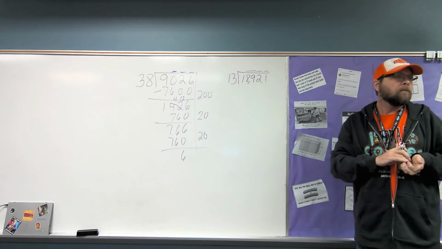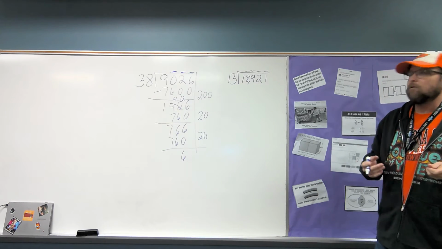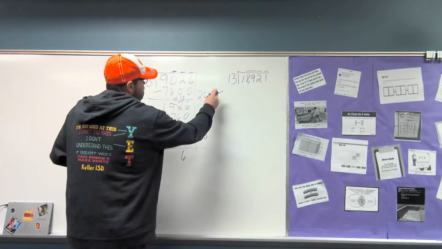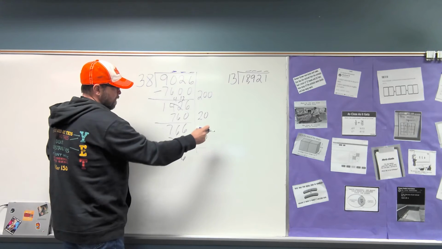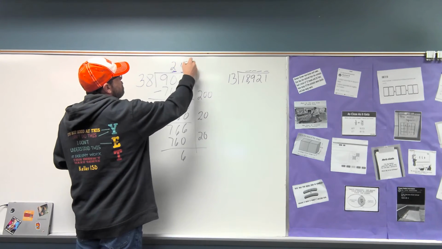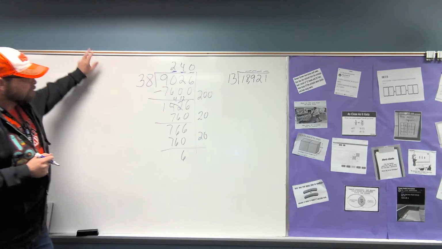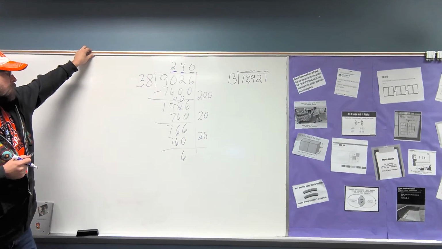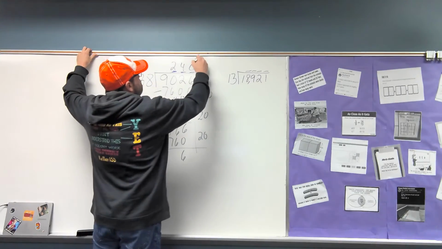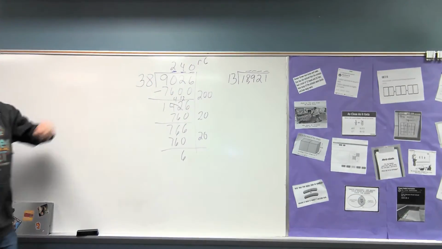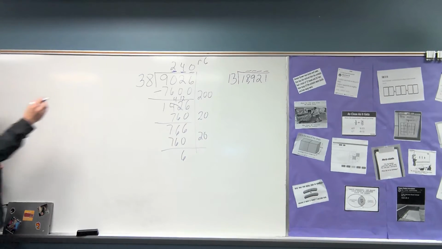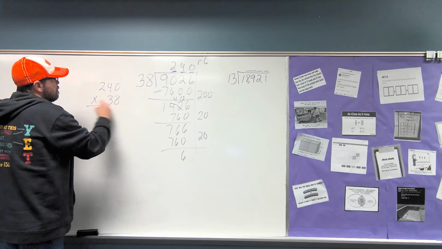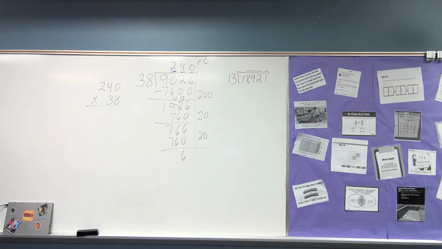Brantley? Are we just going to put a remainder or are we going to do decimal? We're going to put a remainder right now. Now, let's see, 200, 220, 240, remainder 6. Is that going to work? All right, now in order to check it, I'm going to have to multiply 240 times 38, and then whatever I get, I'm going to have to add 6 to it.